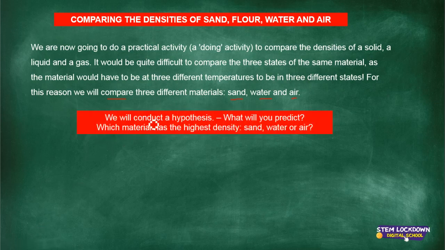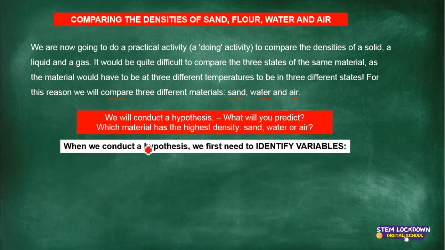So you're going to basically conduct a hypothesis. Now, a hypothesis means what you're going to predict. Which material has the highest density? So your prediction would be, say, sand or water or air. I'm not going to tell you the answer. You need to predict first. Do you think that sand would have the highest density, or water would have a higher density, or air would have a higher density? You can either accept your hypothesis, that means your prediction is correct, and if your prediction is not correct, then you reject your hypothesis.